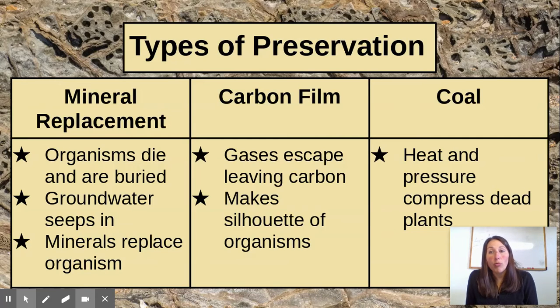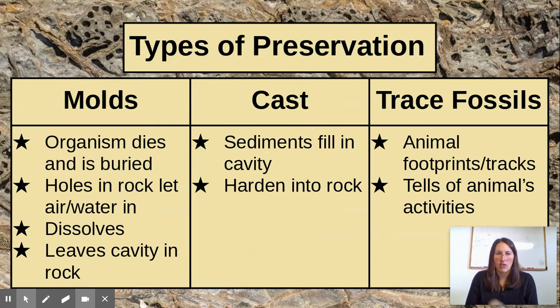And the last type is coal. We actually learned a little bit about coal when we were learning about the different types of rocks. So coal has to do with anything living or organic. So in this case, they're mainly focusing on dead plants. So when you have a lot of heat and pressure that's compressing those dead plants, coal is a way to preserve.